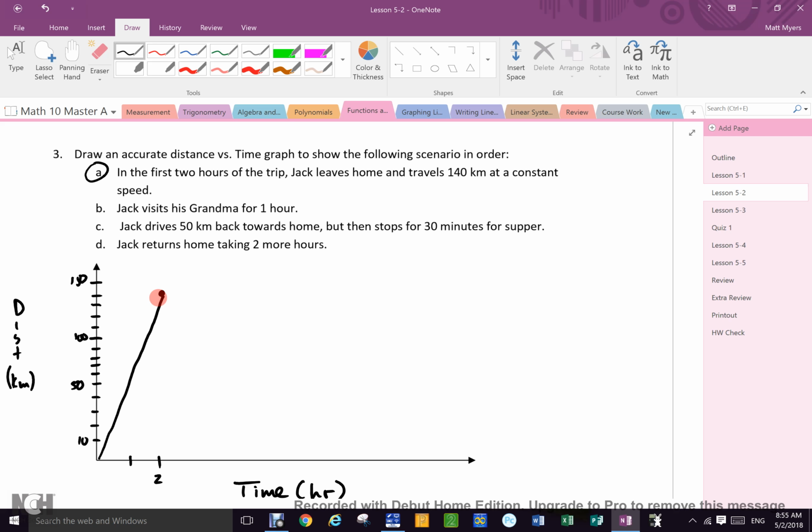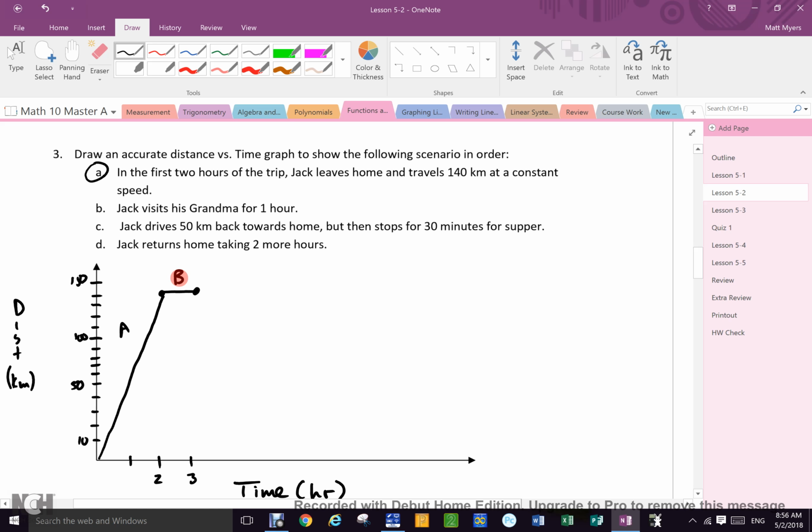Visits his grandma for 1 hour. Is he traveling any distance while he visits his grandma? No. Is time carrying on? Yeah. So what kind of line must I draw? Straight. Flat. For how long? 1 hour. So this is A. This is B.